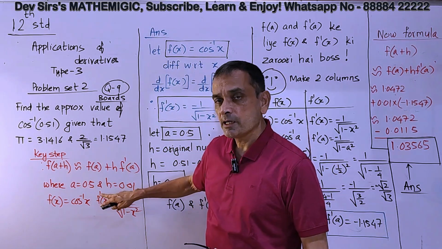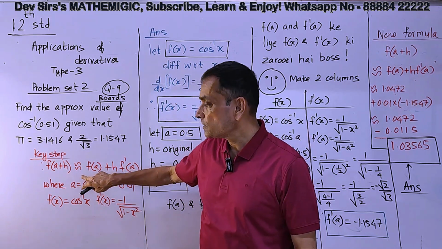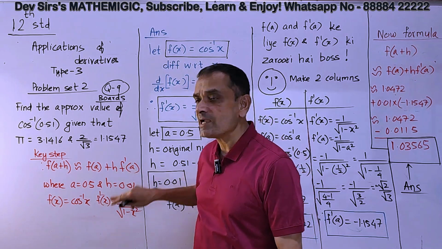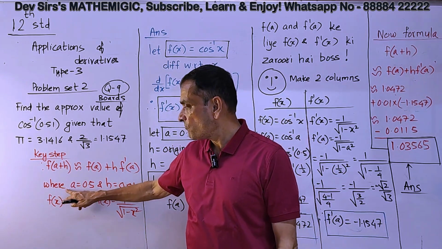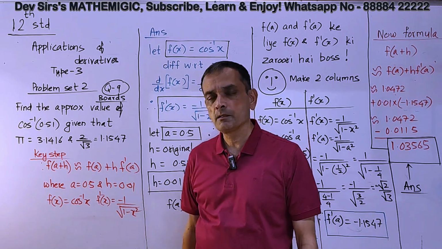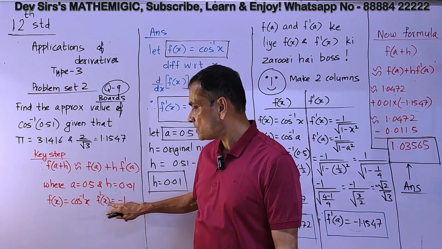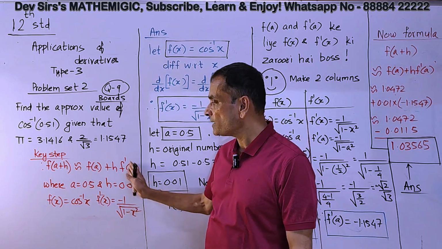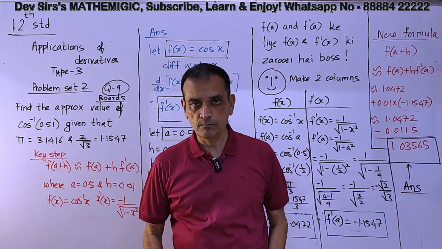Key step: remember the approximation formula. f of a plus h is approximately equal to f of a plus h times f dash of a. This is the approximation formula, where a is equal to 0.5 and h is equal to 0.01. I'll explain, don't worry. f of x is cos inverse x and its derivative f dash x is minus 1 upon root of 1 minus x squared. These are the main things we are going to write in order to get the answer.